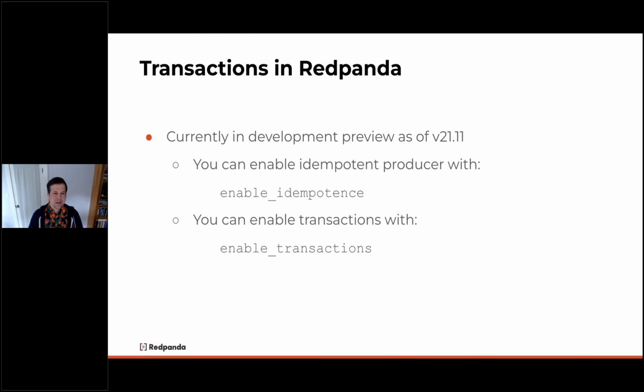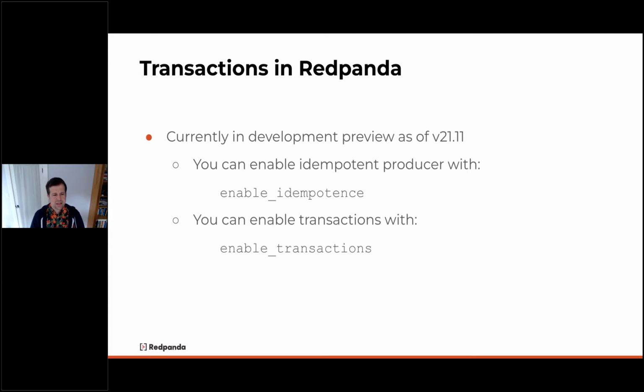So this is currently in a development preview, or dev preview, as of the current version of Redpanda, which is version 21.11. And you can enable a few different key aspects of this within the configuration. And you can come to our website and we have more information on how to actually do this. But one of the key things is around idempotent producers, which we're not going to really talk about today. But what idempotent producers means is really reducing the number of duplicates, or trying to get rid of duplicates altogether, from a producing standpoint when you're producing messages into Redpanda.